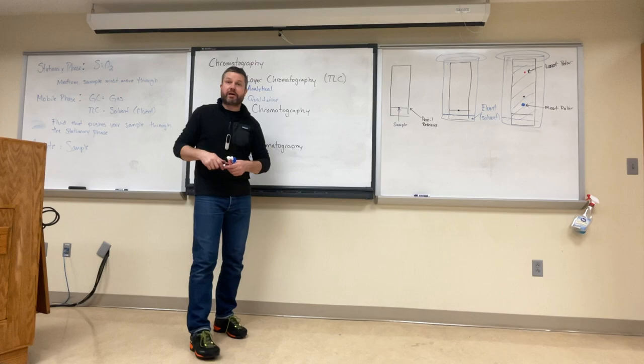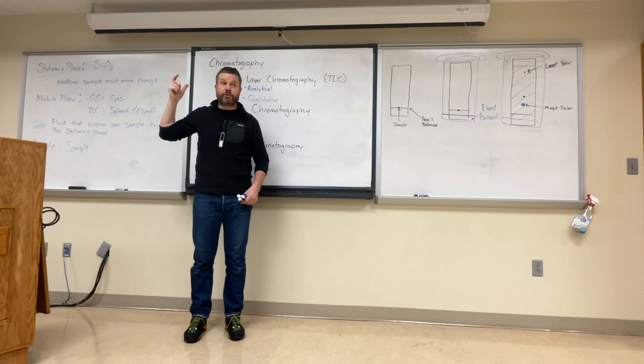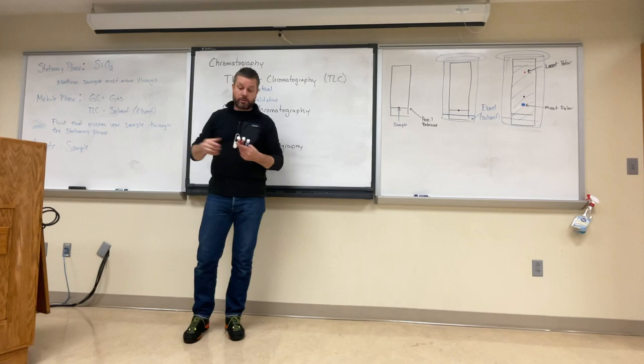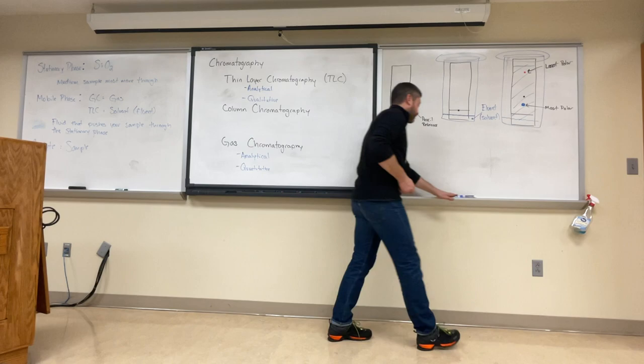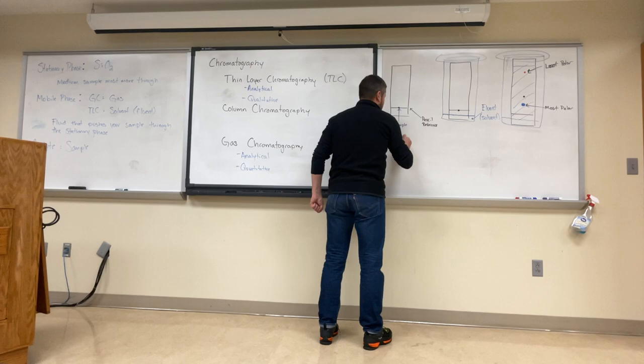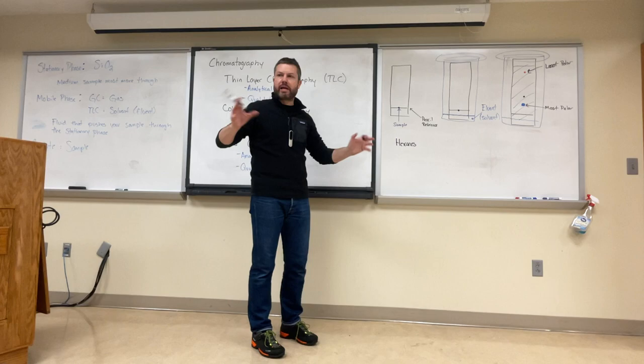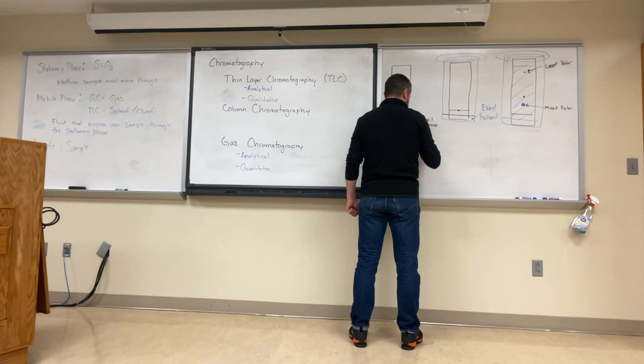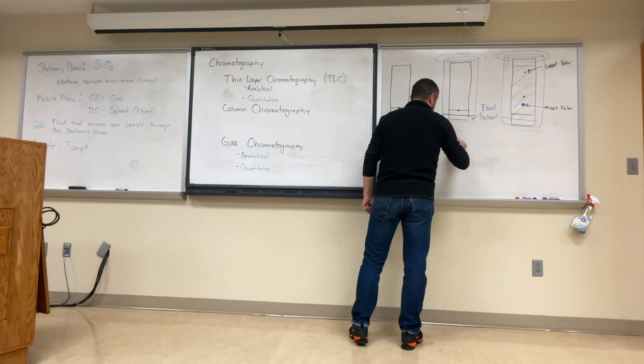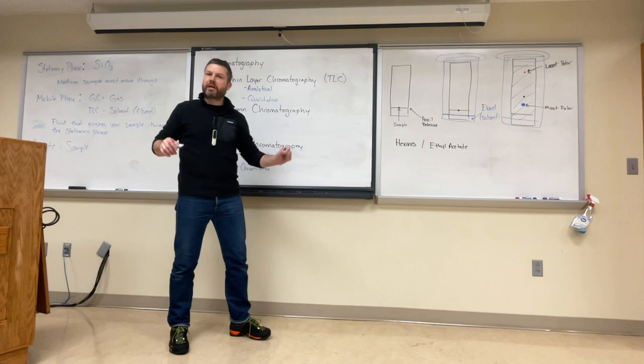So we thought about how the material interacts with the stationary phase, but we also have to talk about how the mobile phase plays a role. And so you're going to be doing this today. The solvent system that you're going to be using today is going to be a mixture of hexanes, which is just a mixture of the different hexane isomers, and ethyl acetate. So it's a combination of two solvents.